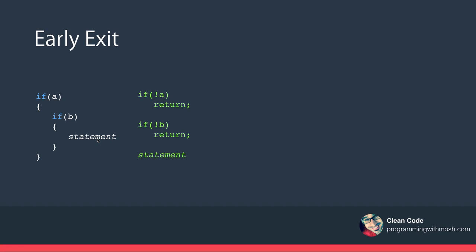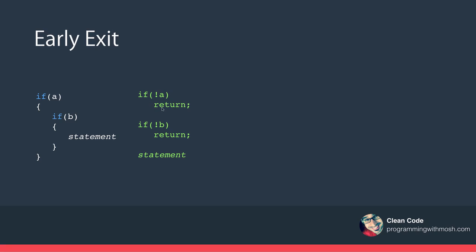There is also another way to rewrite this expression and get rid of the nested levels. We can use the guard statements. So in this case, that statement is executed only if A and B are true. So if A is not true, we're never going to get here. So we can have an early exit. We can rewrite this block like here.